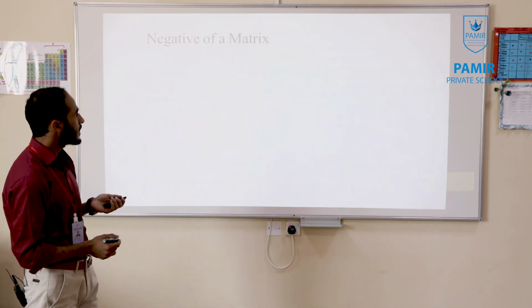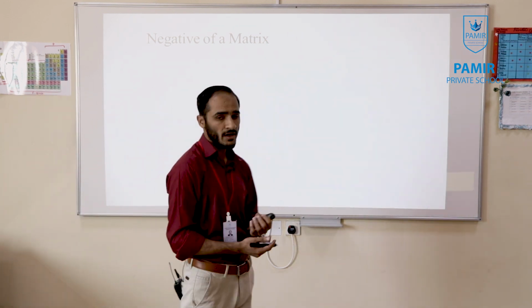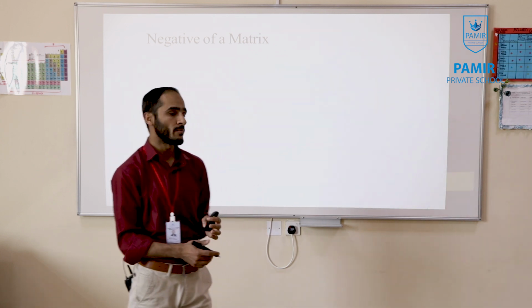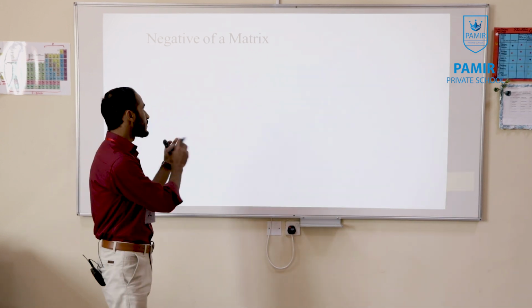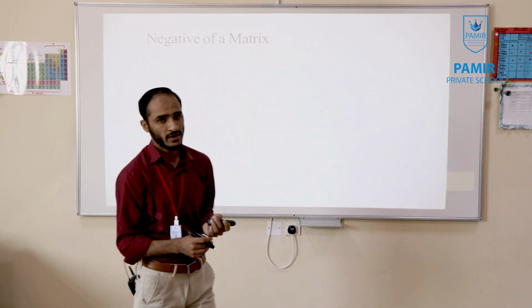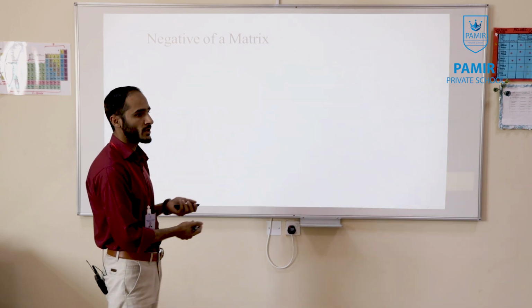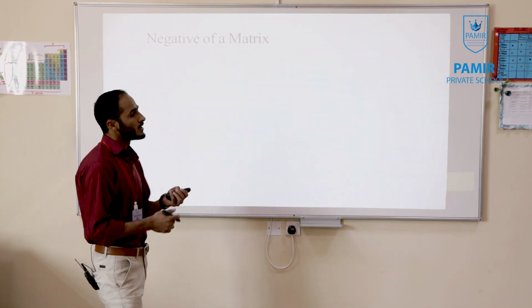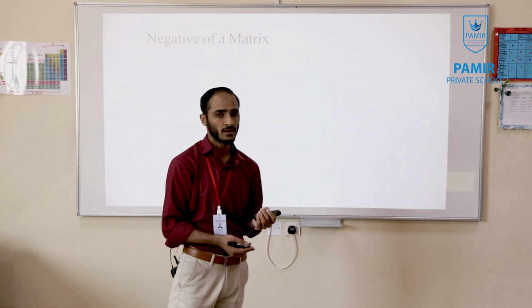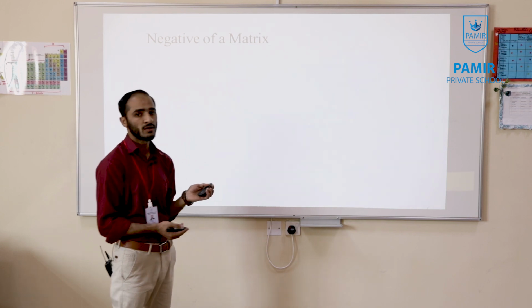Now we have the negative of a matrix. How can we define the negative of a matrix? When we have a matrix, we change all entries into their negatives. For example, if an entry of the matrix is positive 1, we change that into minus 1. Or if we have a negative, like minus 2 or minus 4, we write them in positive form.